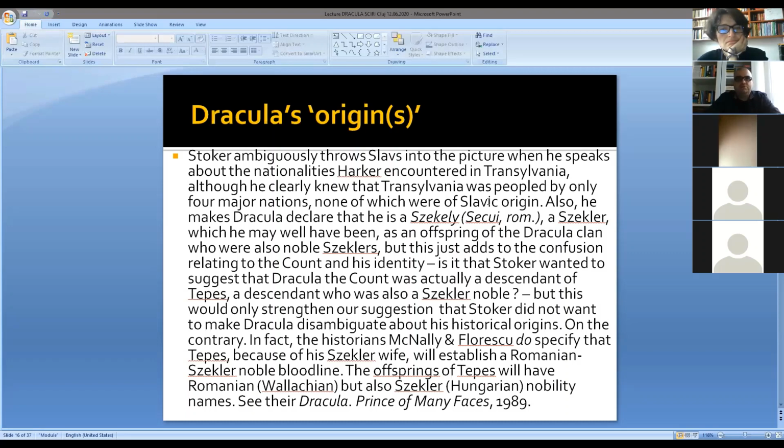Also, he makes Dracula declare that he is a Sekui or a Seke, a Székely, which he may well have been as an offspring of the Dracula clan, who were also noble Székelys. But this just adds to the confusion related to the court and to the council and his identity.